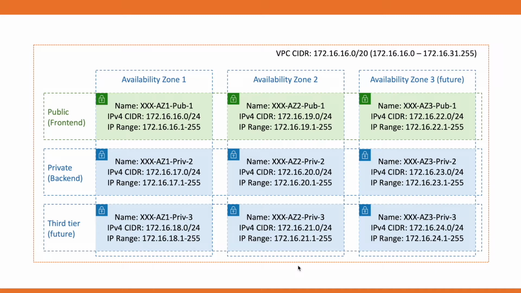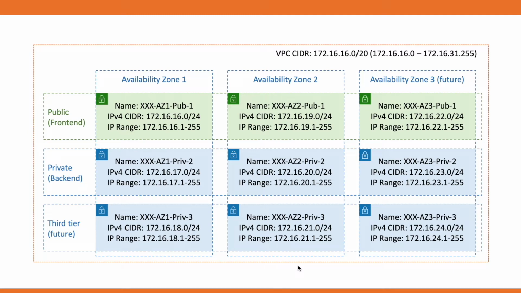The IP network for each subnet looks like this. For availability zone 1, public subnet, we are using the IPv4 CIDR range 172.16.16.0/24. For the private subnet in availability zone 1, we are using 172.16.17.0. For our reserved tier in availability zone 1, we are using 172.16.18.0. For availability zone 2 in public subnet, we have 172.16.19.0. For private subnet, we have .20.0, and for the reserved tier, we have .21.0.